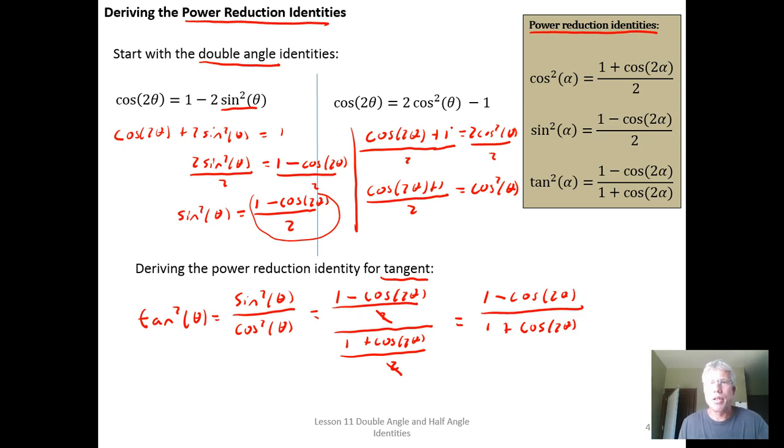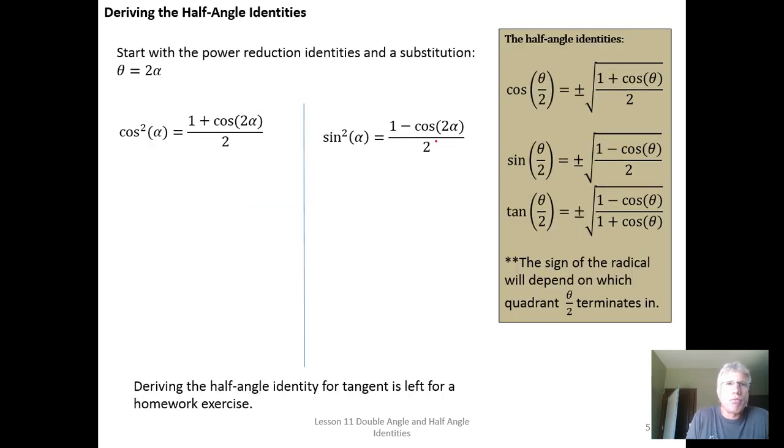So the idea of constructing new identities from already established identities allows us now to come up with another identity. We can derive the half-angle identities from the power reduction identities. And the way that we do it is we make a substitution. We let theta equal the twice alpha that we see here. Twice alpha is just some angle, so let's represent twice alpha with an angle theta. If we do that, we can replace the twice alpha in the power reduction identity with a theta.